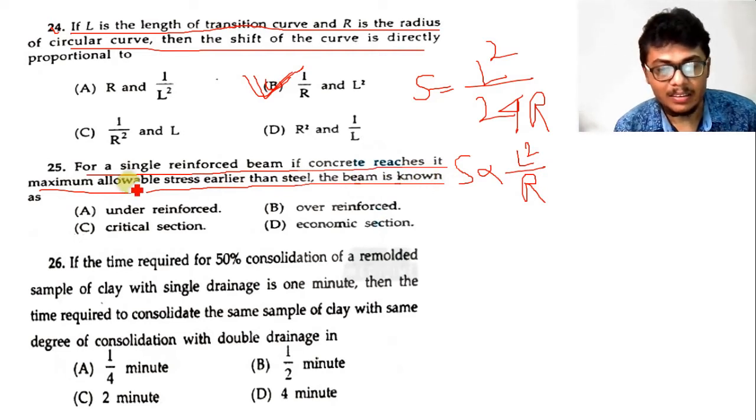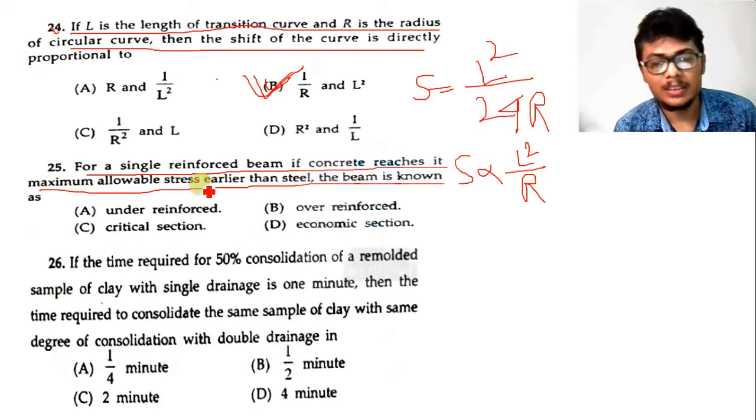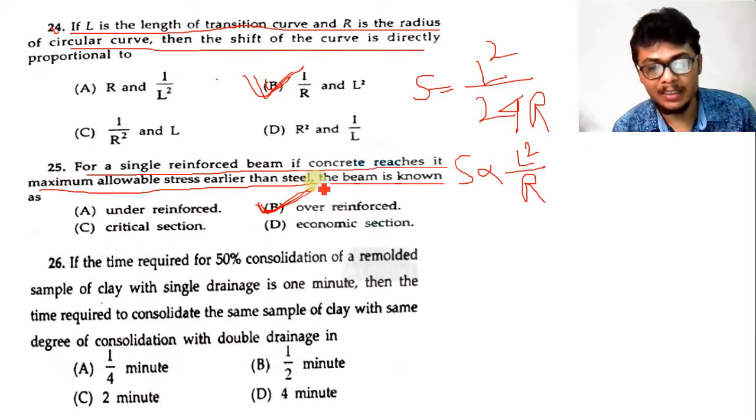Here, the concrete reaches its maximum allowable stress earlier than steel. So, in this case, concrete will first fail, then steel will fail. Therefore, in this case, the amount of steel is more than the concrete. Therefore, the correct answer will be over reinforced section, because in case of over reinforced section, the steel is more. So, before steel, the concrete reaches its maximum allowable stress and fails fast. That is over reinforced section.